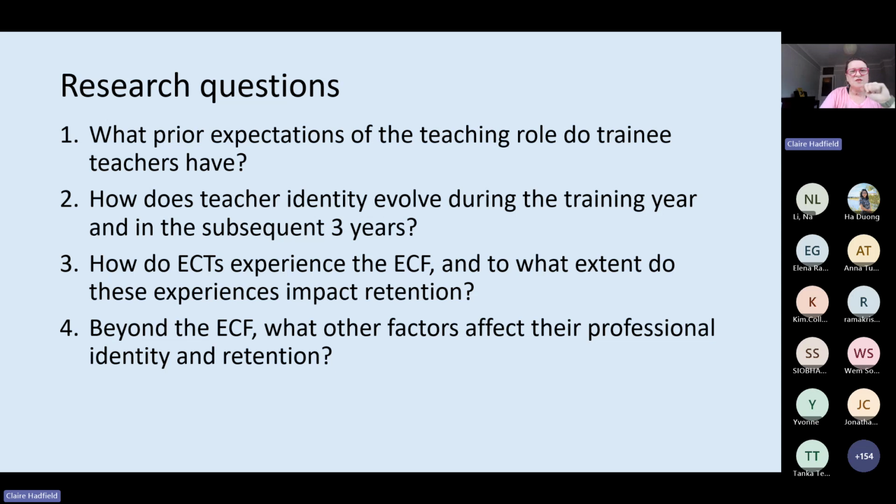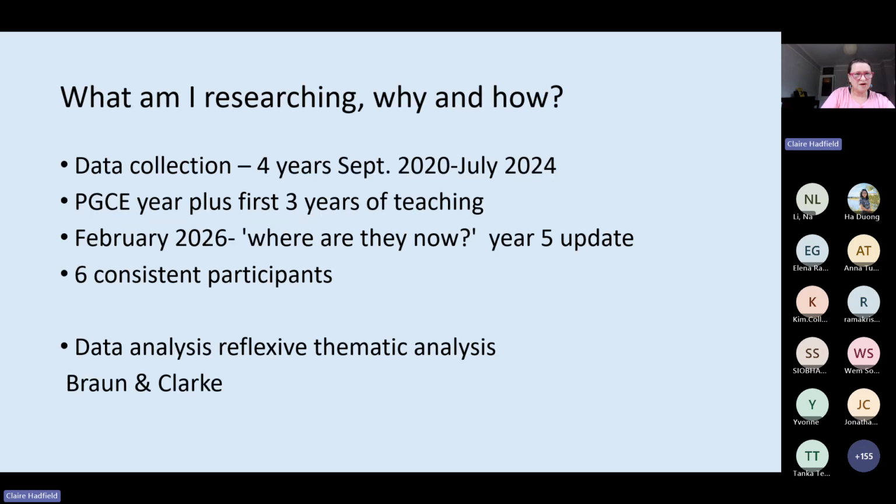So these are the research questions that I'm asking. I'll let you read those for a moment. And then I'm just going to move on to think about exactly how I'm collecting the data.